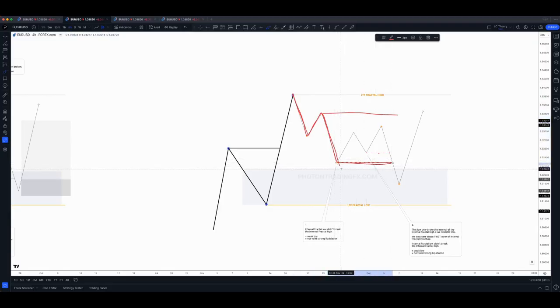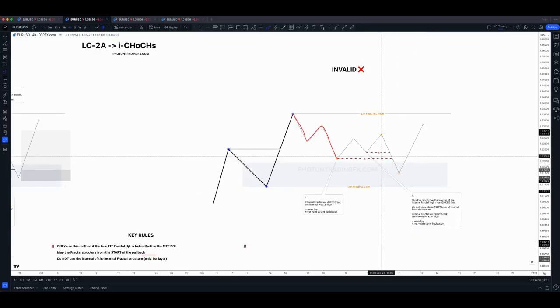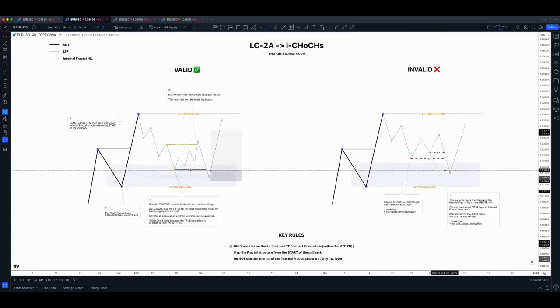So first layer of internal structure, you map that from the start of the pullback. This is the true low, but this low must break the true internal fractal high to the left, which it didn't do. So we ignore all of this. This is all internal of the internal. We don't care about it. It's not significant. So when price comes and liquidates this, this is the true internal low, but it didn't break the high to the left. Therefore, it's invalid. Okay, so neither of those liquidations are valid.